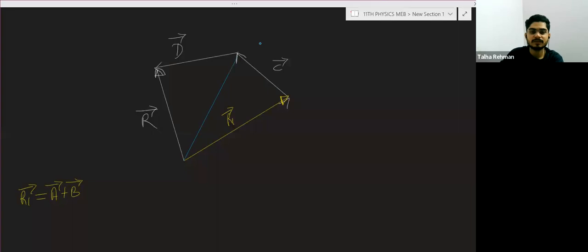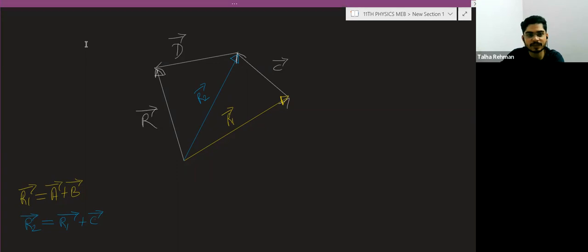Again, I will get another vector. This is suppose R2. So what can I write for R2 vector? R2 vector will be equal to this R1 vector plus C vector. So I am just removing this R1 and C because we have the resultant now finally.